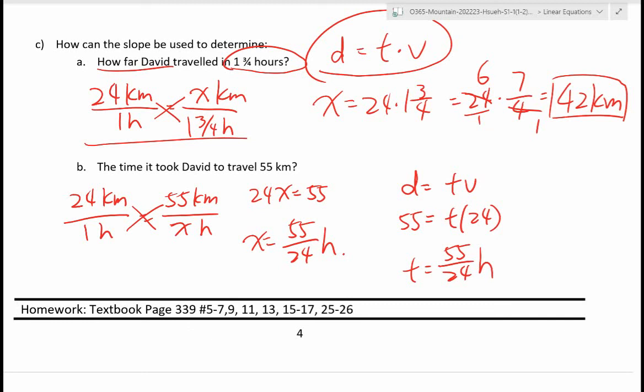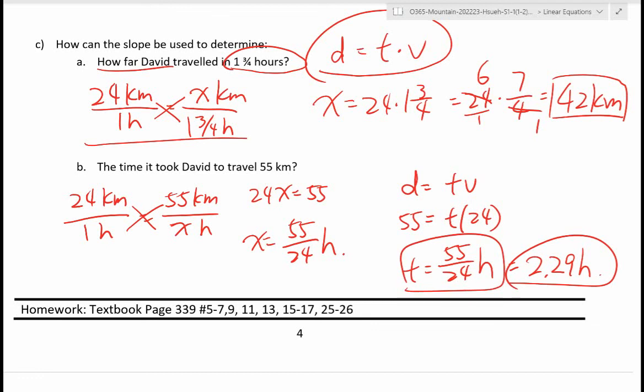Now you can put that into a calculator if you wish. In that case, you should get 2.29. But you're rounding here. This is not an exact value. So personally, I don't think we should round, because this is a rounded number, and this is not a rounded number. This is an exact value.